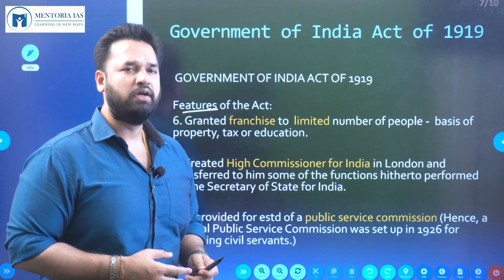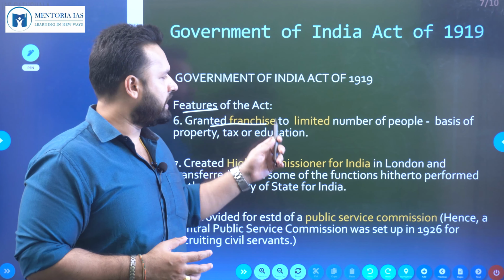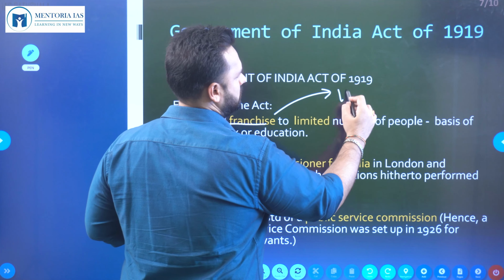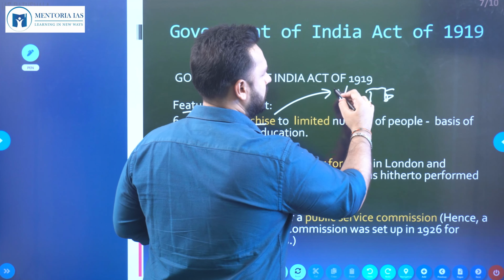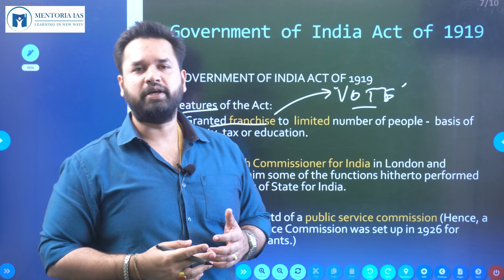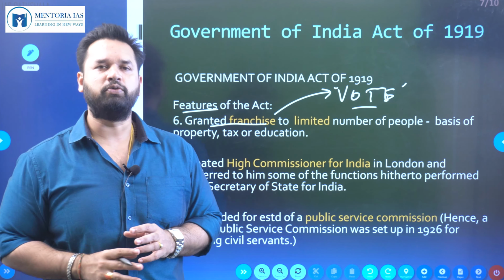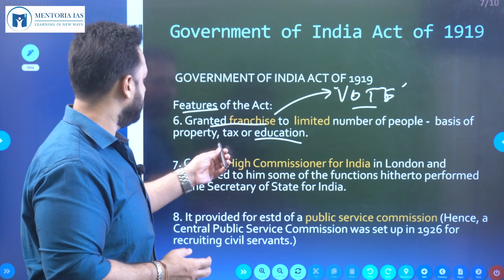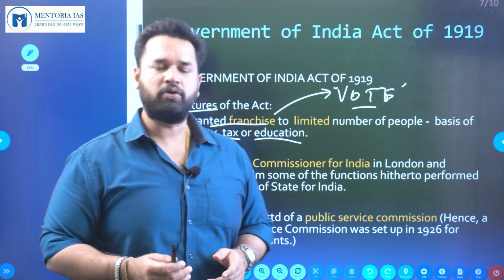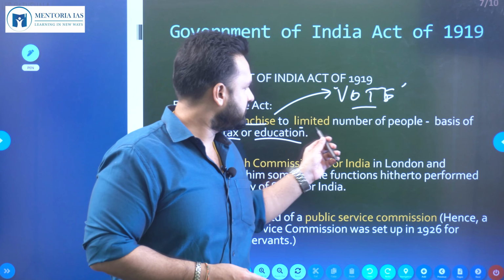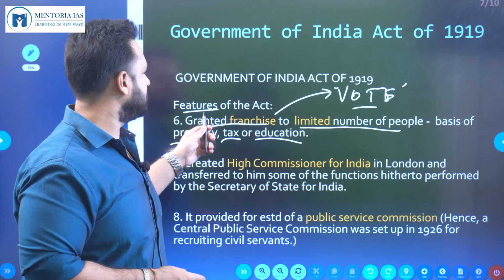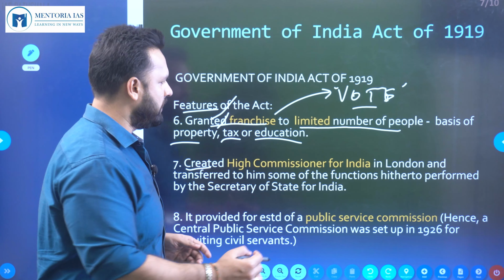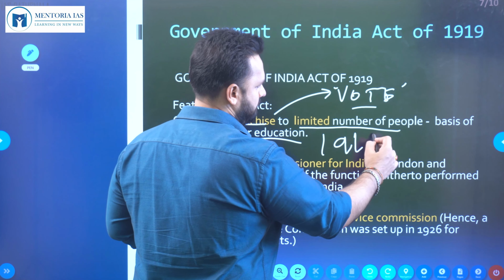The next feature was the franchise. It granted a limited franchise. What is the franchise here? It is, you can vote. Can everybody vote in British India? No, only few people were given the right to vote. If you're educated, you can vote. If you're paying tax, you can vote. If you have property, you can vote. If you're poor, you cannot vote. So the British gave a limited franchise, and this limited franchise was given by the Act of 1919.